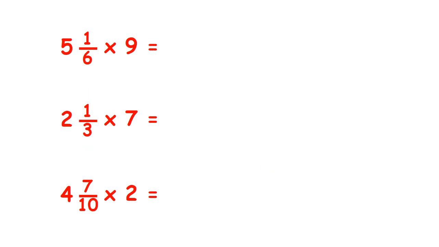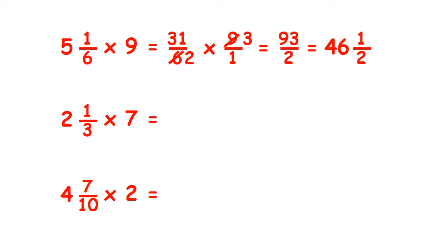Some more examples here. 5 and 1 over 6 becomes 31 over 6 times 9 over 1. Either simplify first the 6 and the 9, or start multiplying 31 by 9. Both are divisible by 3. So the 9 becomes a 3, the 6 becomes 2. Then you can multiply 31 by 3 and 2 by 1. It's an improper fraction, change it to a mixed number.